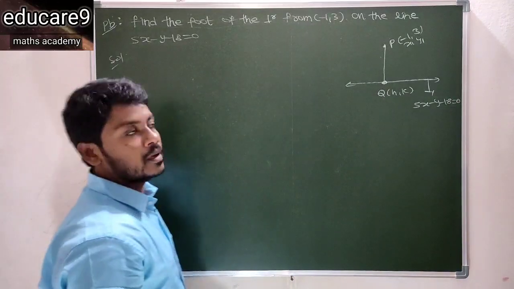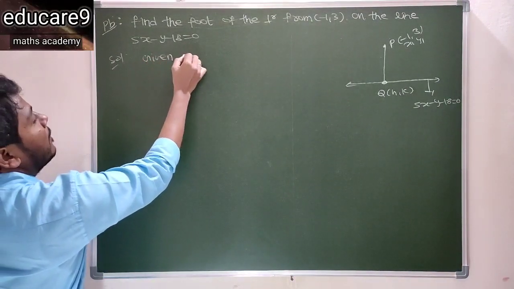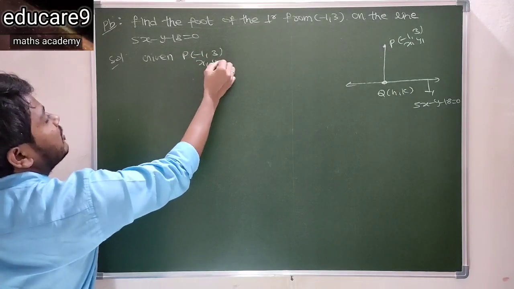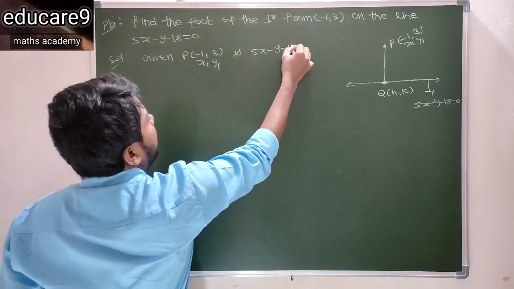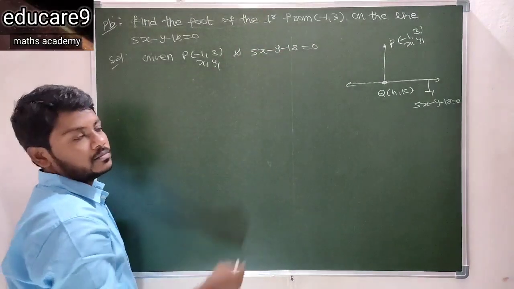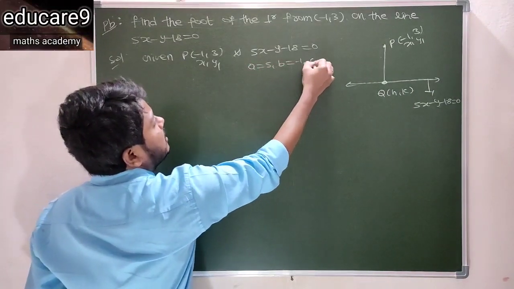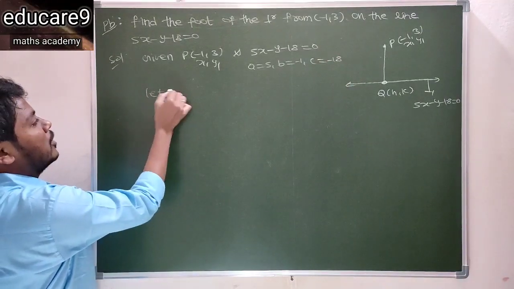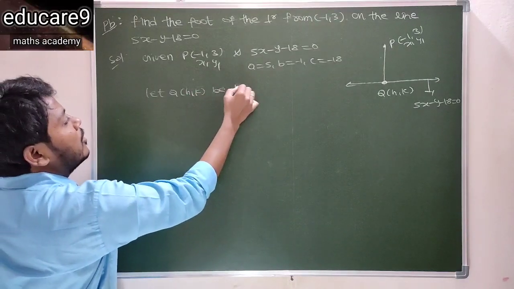Okay. So see here, given P(-1, 3), so clearly that is (x1, y1), and the line 5x minus y minus 18 equals 0. So clearly A is equal to 5, B is equal to minus 1, C is equal to minus 18. So let Q(h, k) be the foot.